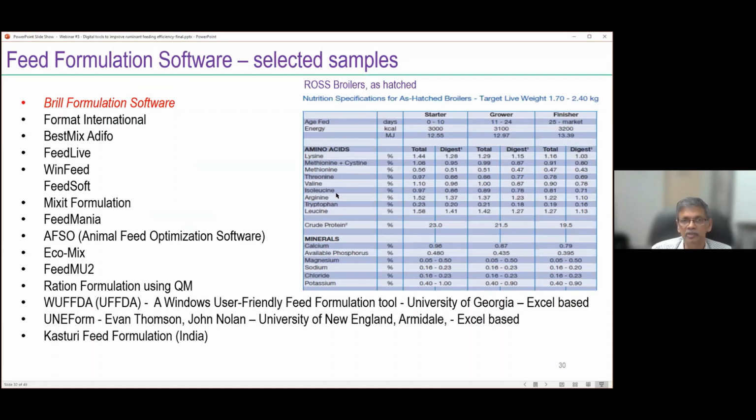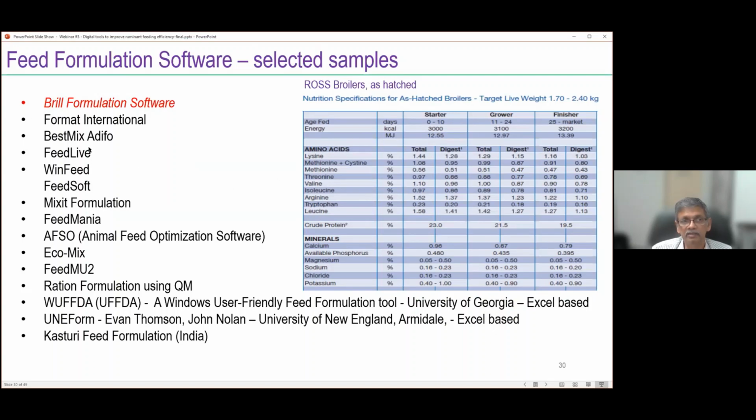Standard requirement including energy, protein, and so here is amino acids. So energy and protein. Energy is here. Protein is here, 23% dengan 12 megajoule.